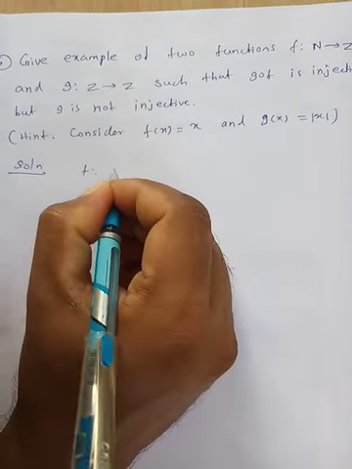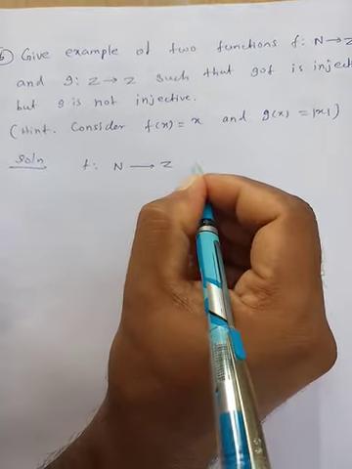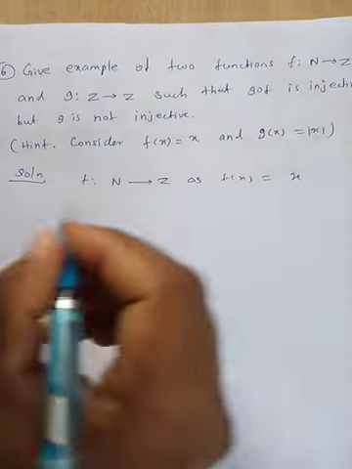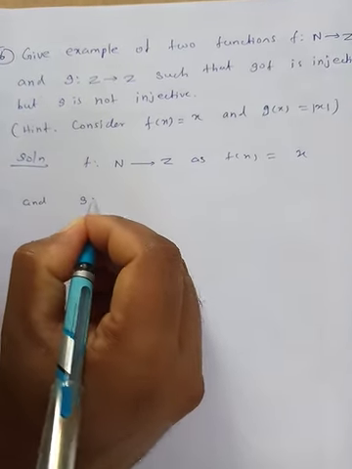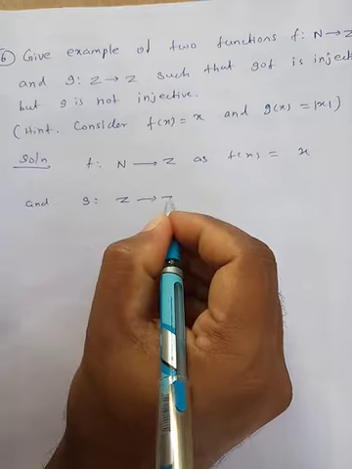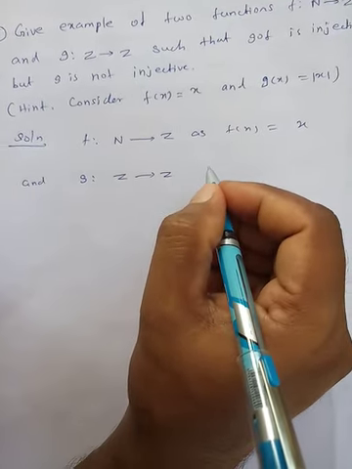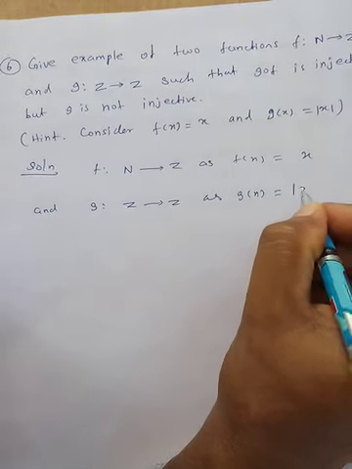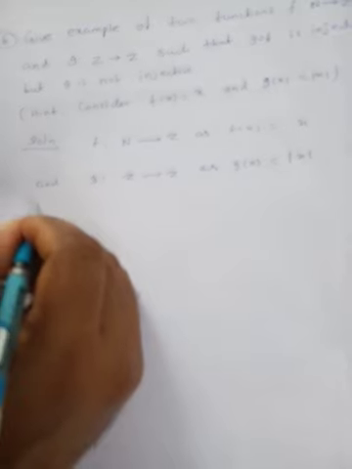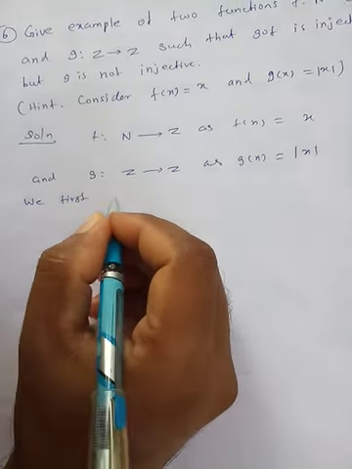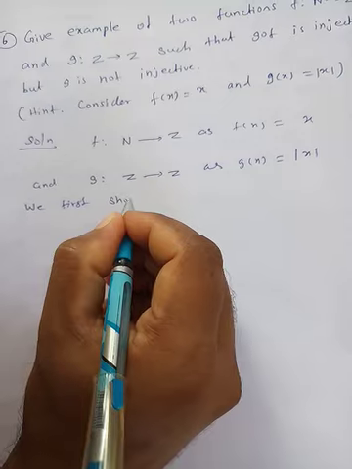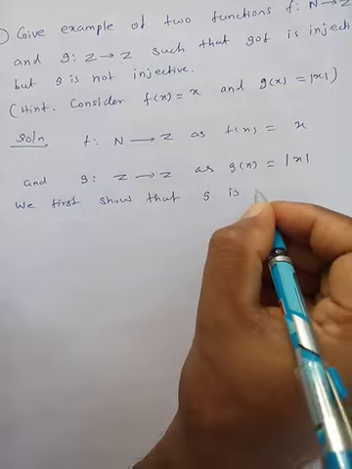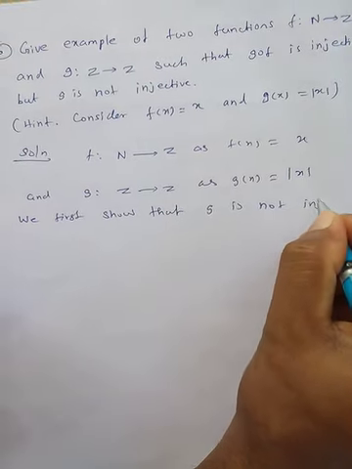f from N to Z as f of x is equal to x and g from Z to Z, N being the set of natural numbers and Z the set of integers, as g of x is equal to modulus of x. We first show that g is not injective.